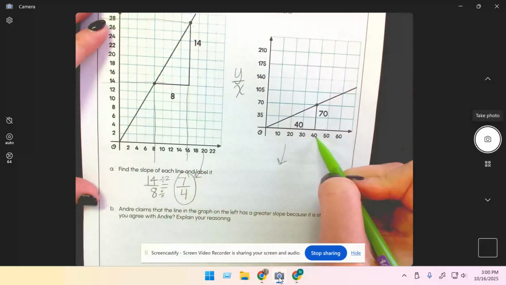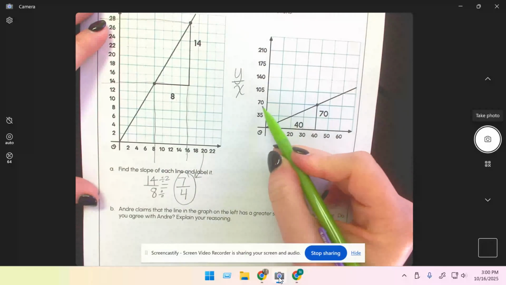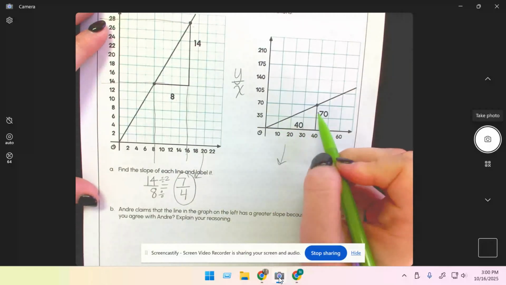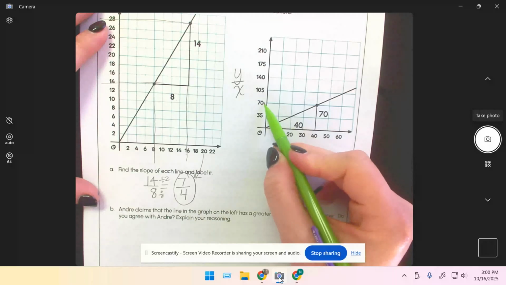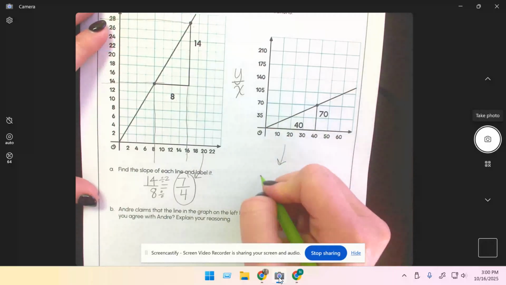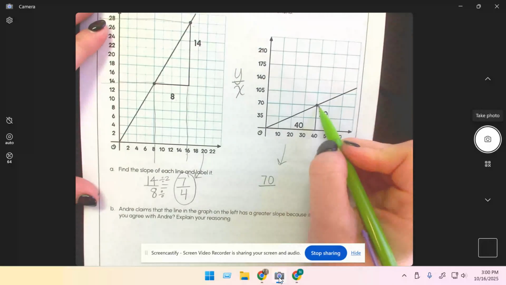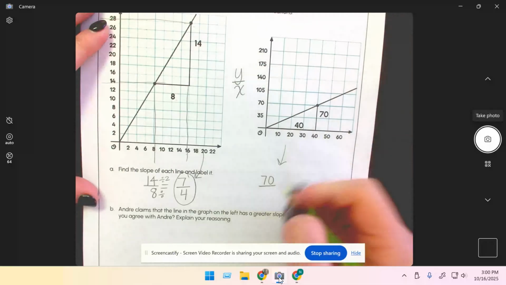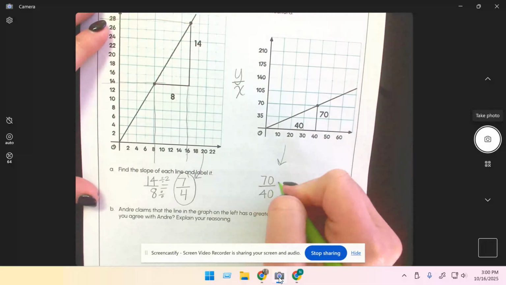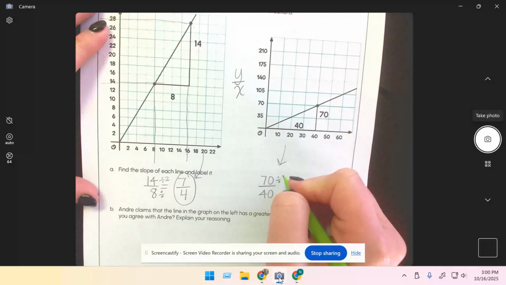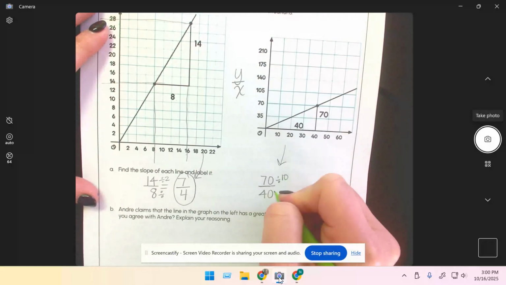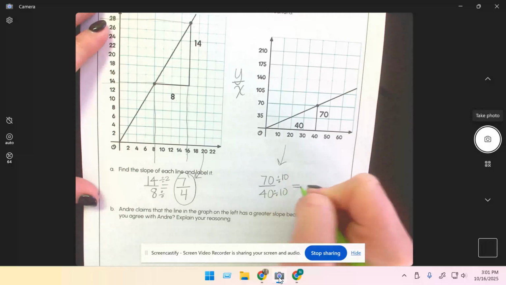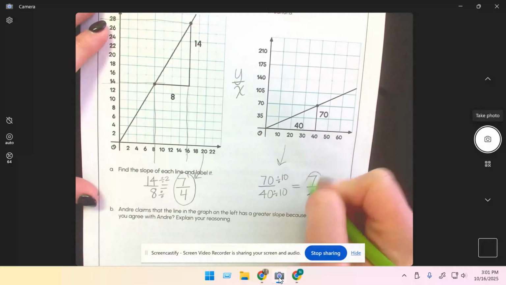So again, it's labeled on here, but I did this one for us. So yes, you're going up 2 boxes, but really if you look on here, really going up 70. So 70, and then again down here, if you look right here, they're increments of 10, so we're going to the right 40. You can divide these both by what number? Yes, 10, which is 7 over 4.